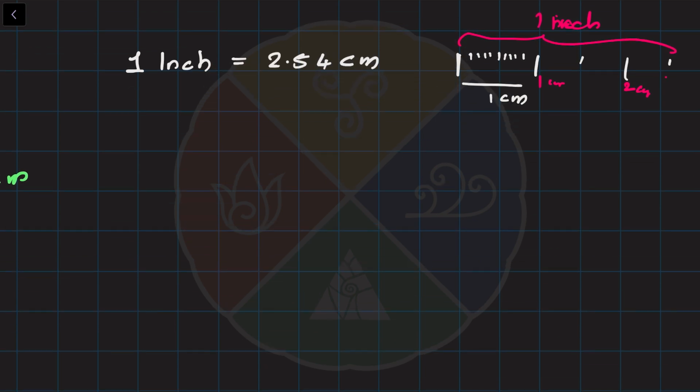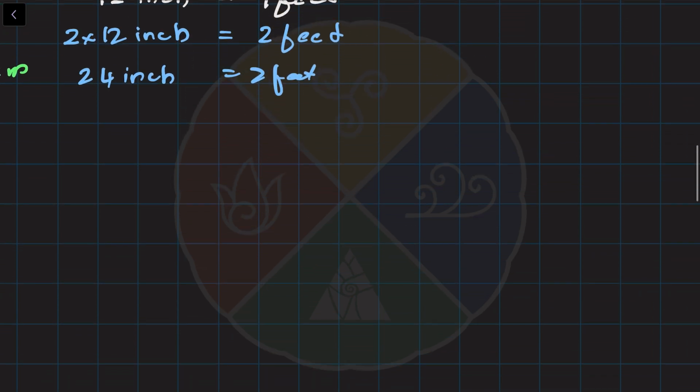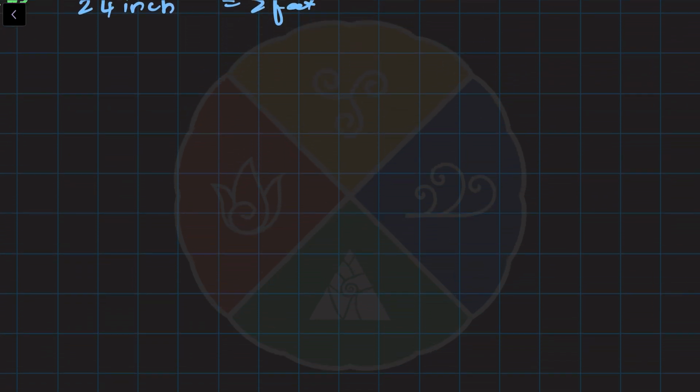And similarly, there is something known as feet. 12 inches will make 1 foot. So if someone asks you what is 2 feet, that is basically 2 times 12 inches, that is 24 inches. And it keeps on going like that. And then we have the length units of kilometers and miles, which is something that is commonly converted.